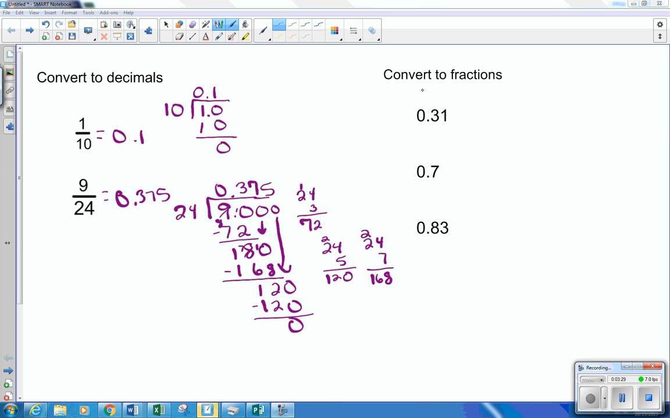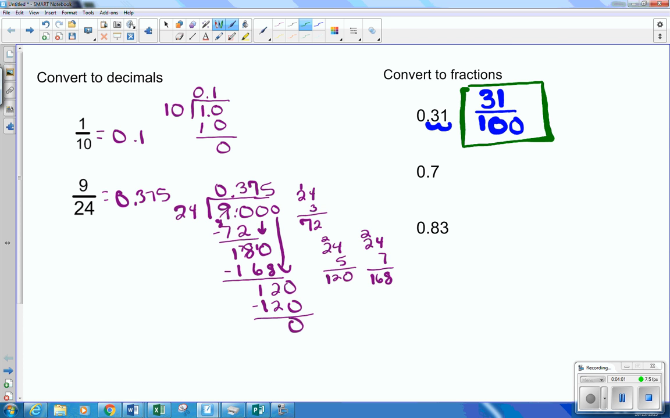Now converting to fractions is a lot easier. Here's a little tip and trick. The number here you can write as your numerator, so 31, and then you're going to write a 1, and how many zeros depends on how many decimal places you have to the right. So here I've got 2 decimal places, so I'm going to put 2 zeros here. And then you need to check and see if that can be reduced down. There is no number that can go into 31 and 100. If they're both even numbers, I know 2 can go into it. That's in simplest form right here.